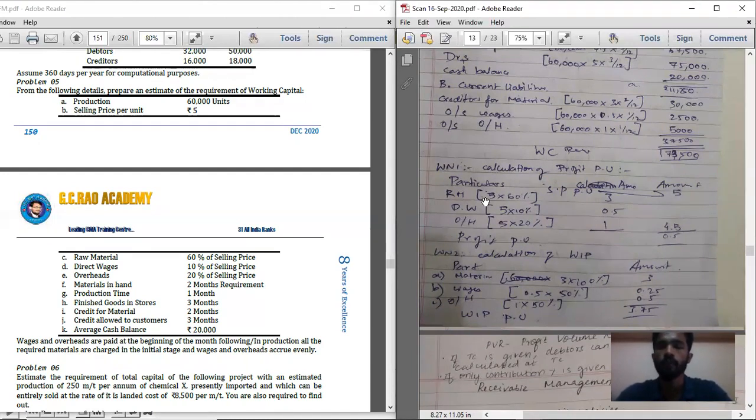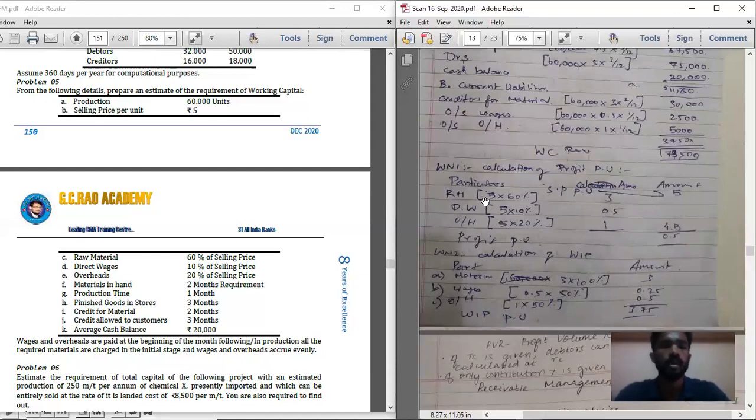Calculation of profit per unit. Below that, a 3 columnar table: particulars, amount and amount. Below that, particulars, capital. Below that, particulars, small a, selling price per unit.